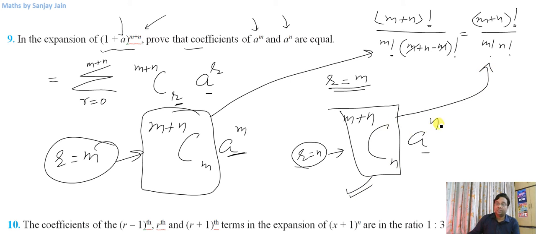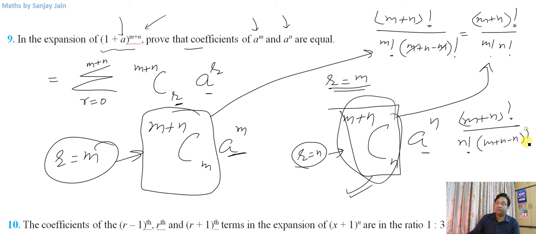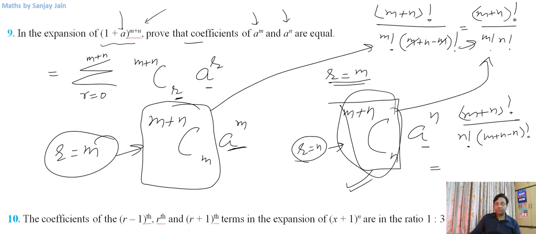How will you show it? Because this means that it is equal to m plus n factorial divided by n factorial into m plus n minus n factorial, which will come out to be the same. So you can show that these coefficients are equal.